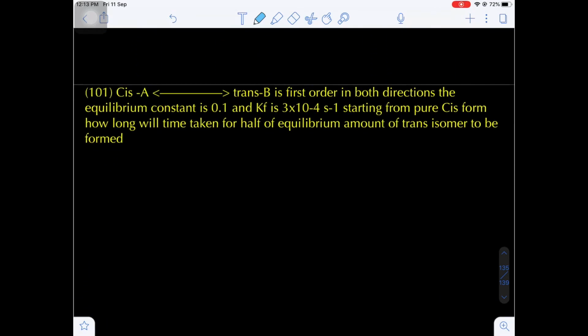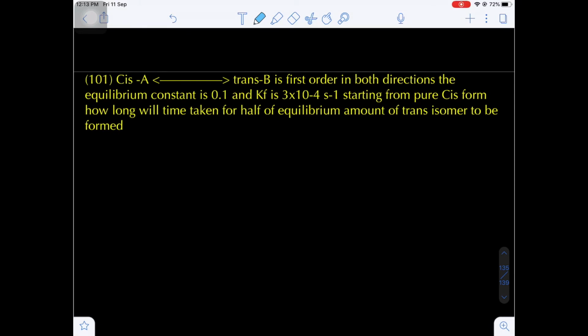Now come to some problems. So question number 101, cis A equilibrium trans B. That means A and B are two isomers, one in the cis form and another in the trans form, is first order in both the directions. See here, in both directions the reaction is following first order kinetics. The equilibrium constant is given as 0.1 and Kf, that is the rate constant in the forward direction, is given as 3 into 10 raised to minus 4 second inverse.